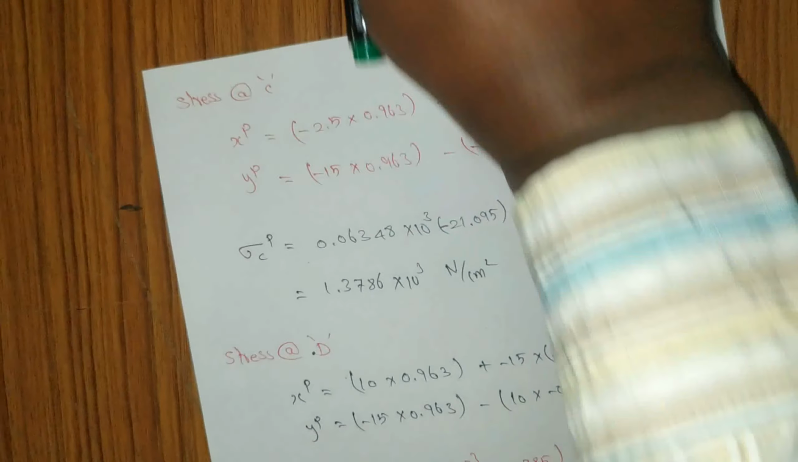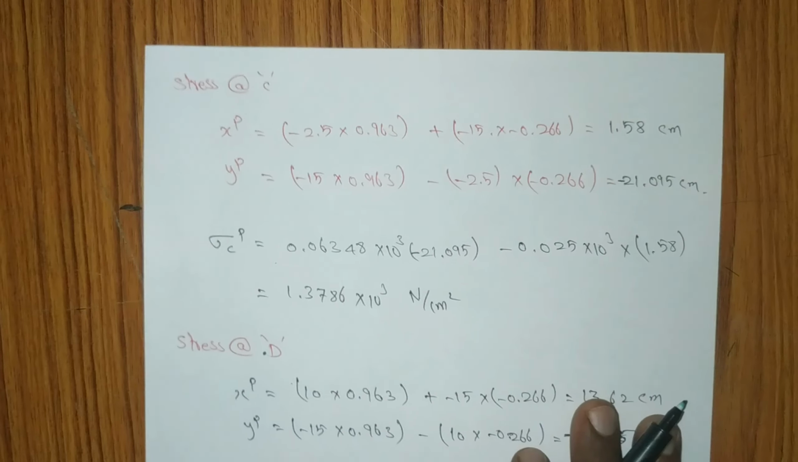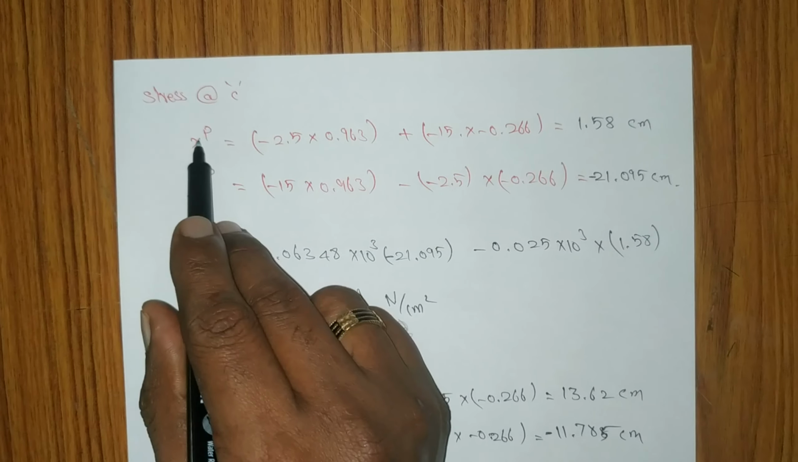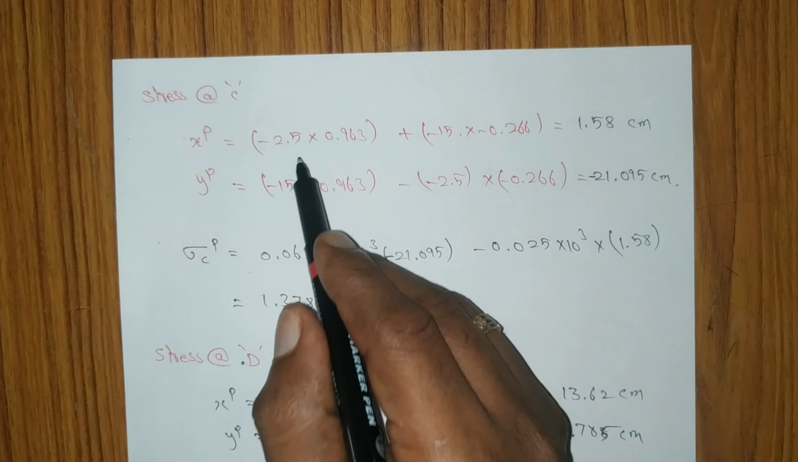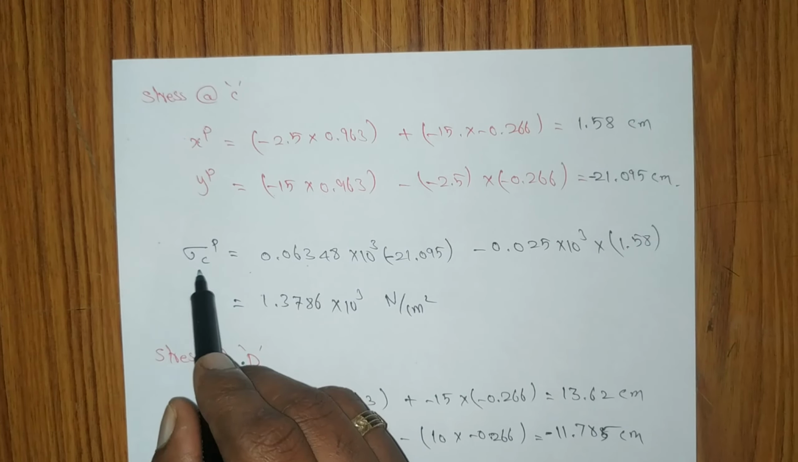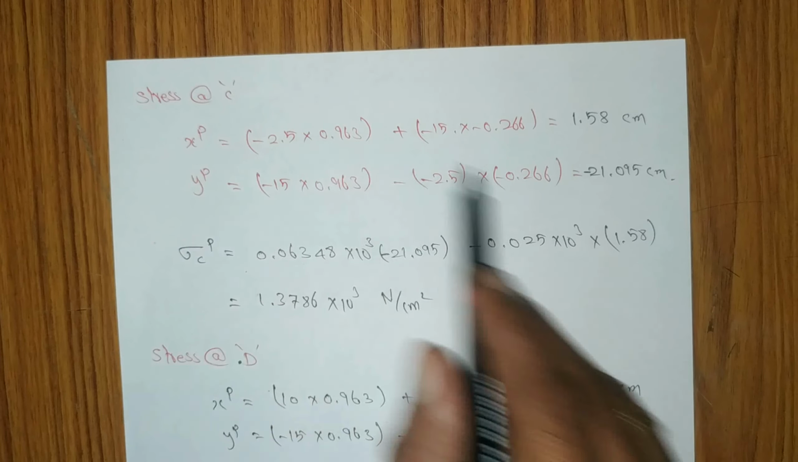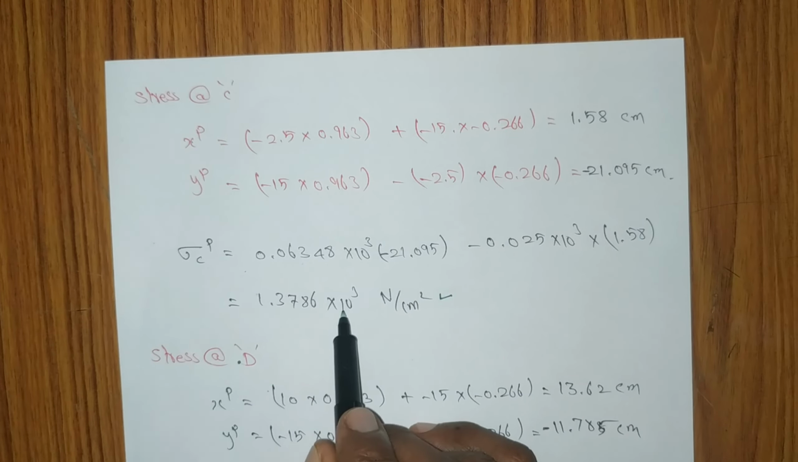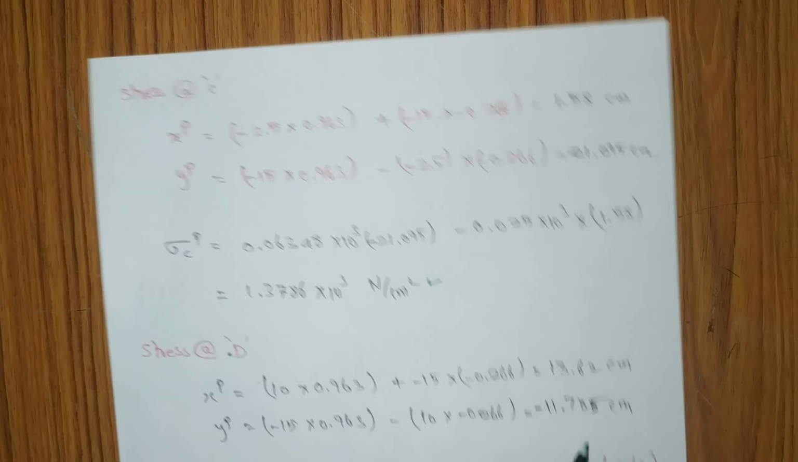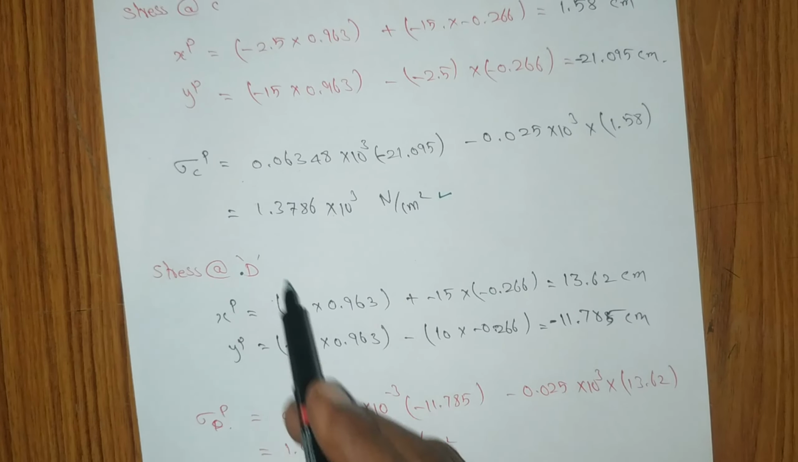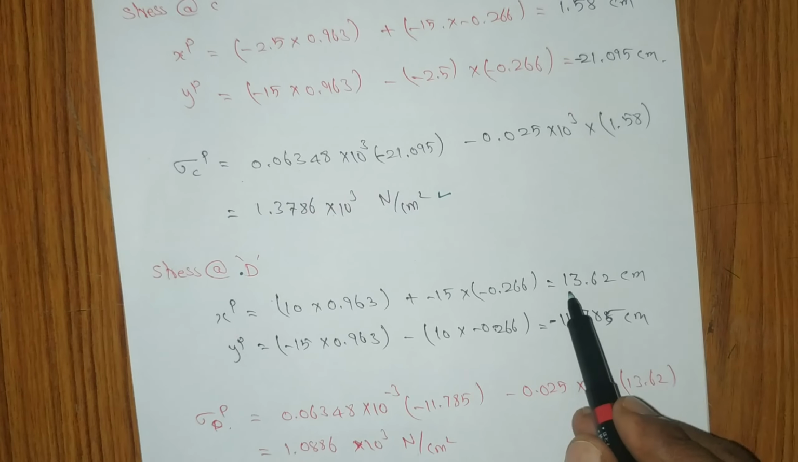So at last we are going for the stress at the C point. For the stress at the C point, xp comma yp you need to find out using the coordinate table. Sigma p is the formula, so we need to substitute both the xp and yp for the C point, and we are getting 1.3786 times 10 to the power of 3 Newton per centimeter square. Similarly for D section, xp comma yp you need to find out.